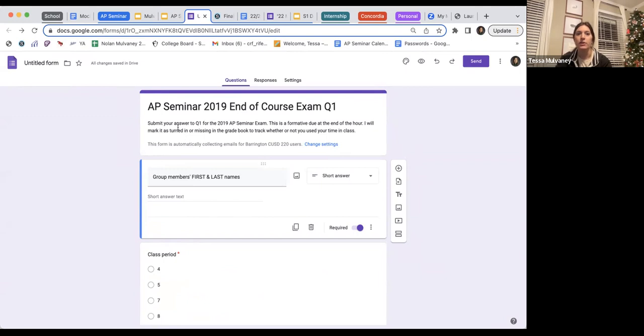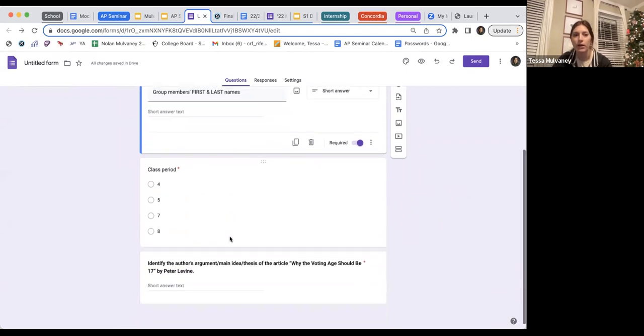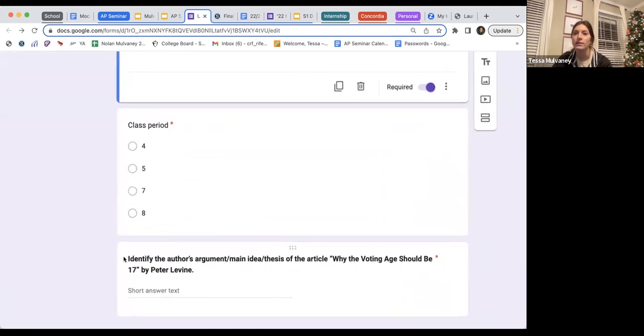I am going to mark this as turned in or missing in the grade book to track whether or not you're using your class time today in prepping for your end of the semester assessment. Okay, so group members, first and last names, tell me who you're working with. What class period do I have you? And then you are just writing your 1 sentence response as a team. Identify the author's argument, main idea, thesis of the article, Why the Voting Age Should Be 17 by Peter Levine. Okay, so remember, you can start this out by saying, Peter Levine's argument is that blah, blah, blah, or however you choose to phrase it.